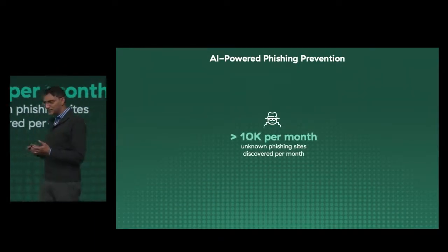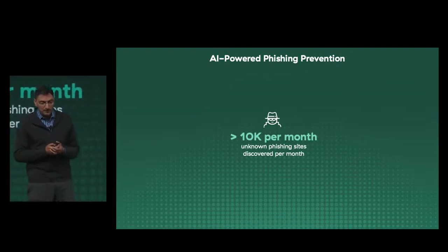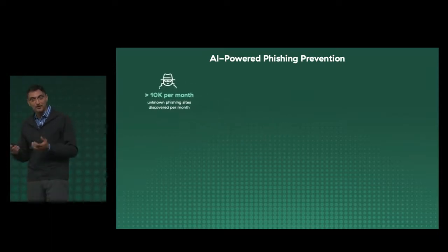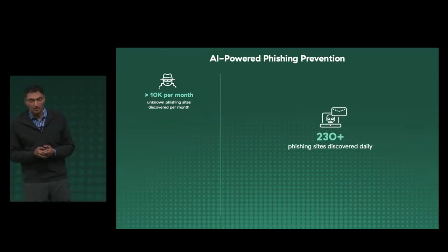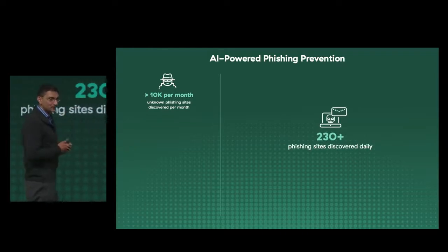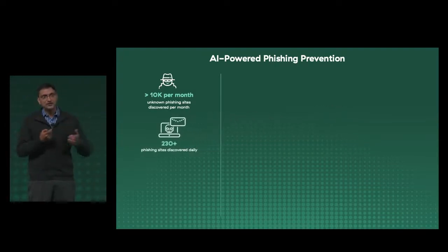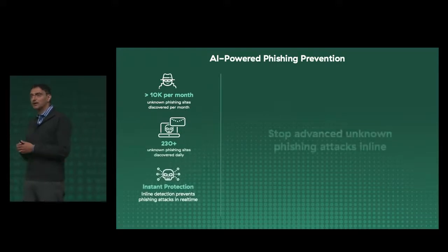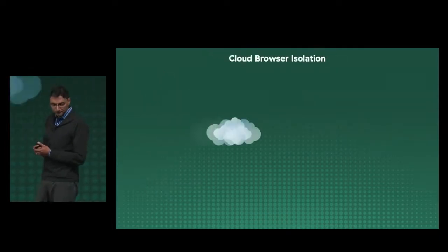So how effective has this been? This has been running inline for about 6 months, and we have been catching about 10,000 new phishing sites every month. So about 60,000 new phishing sites that probably wouldn't be known to databases are being blocked. 230 new phishing sites a day is kind of the run rate that we're seeing now, and all our customers are instantly getting protected from these advanced phishing attempts.